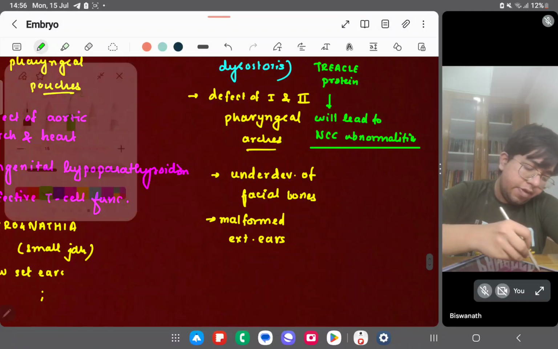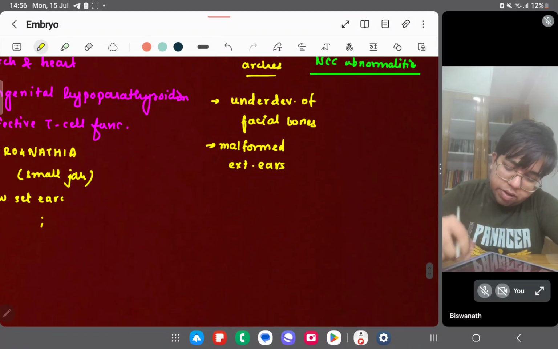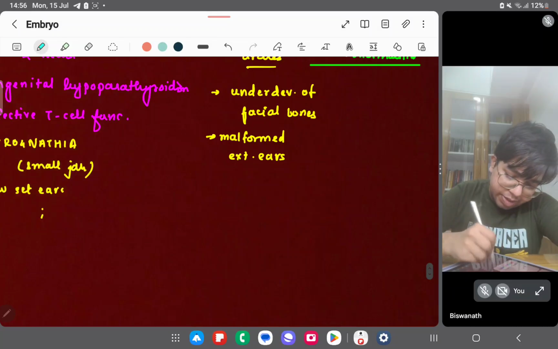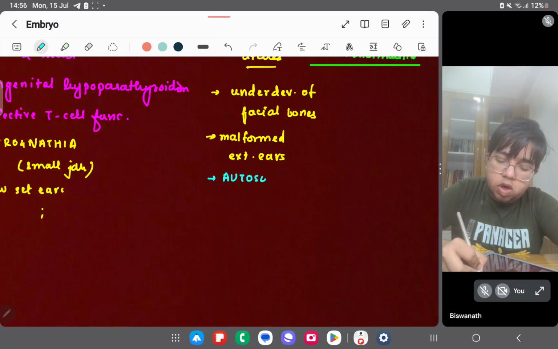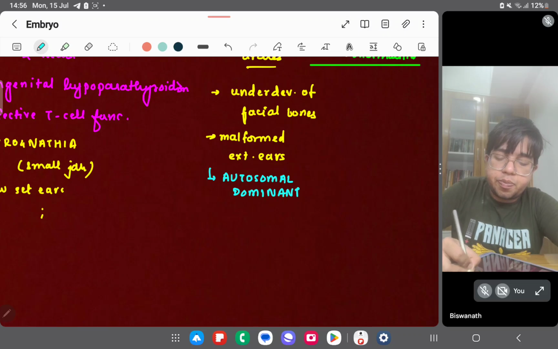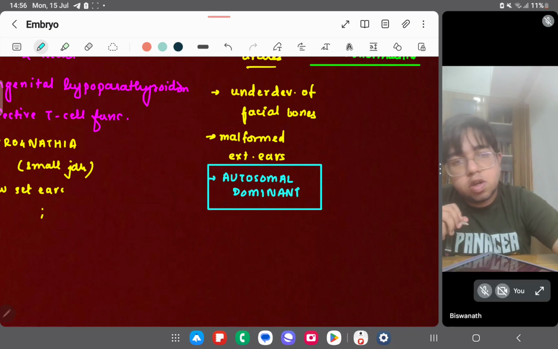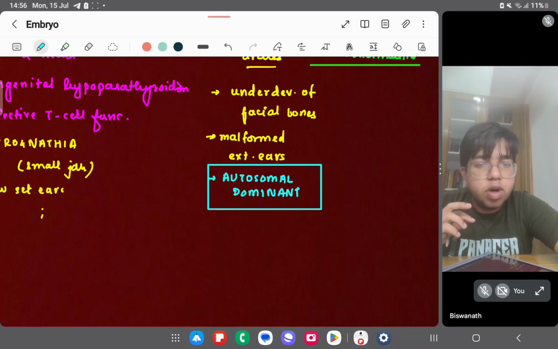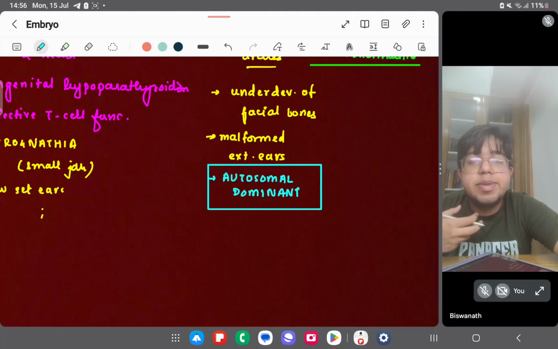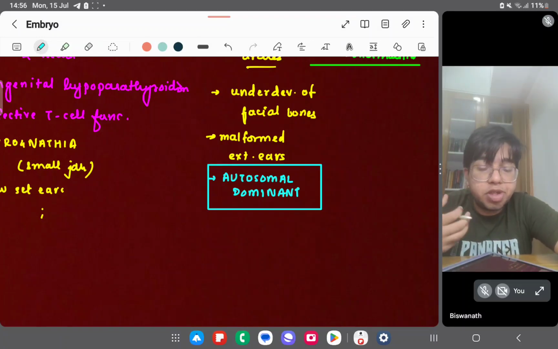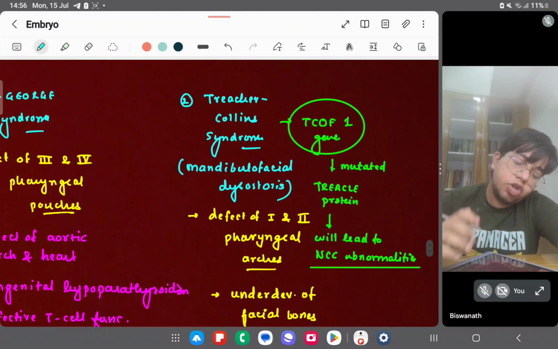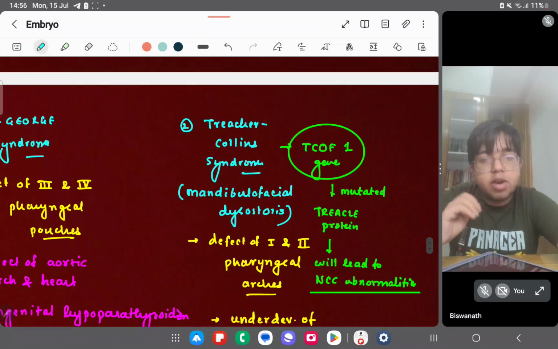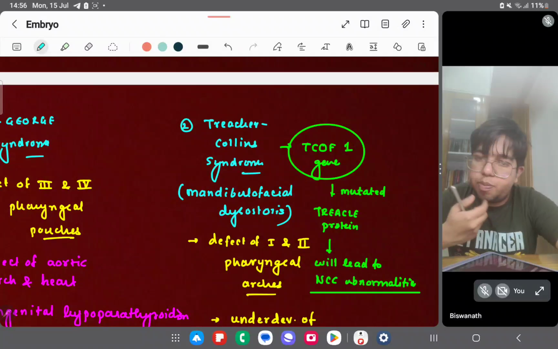And here we have an autosomal dominant trait. This disease is autosomal dominant. You can Google the pictures if you want to see this child. Here the airways may be obstructed, so you can take the help of a tracheostomy to open up the windpipe.